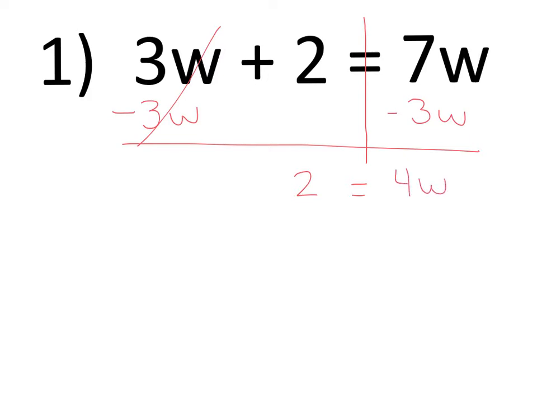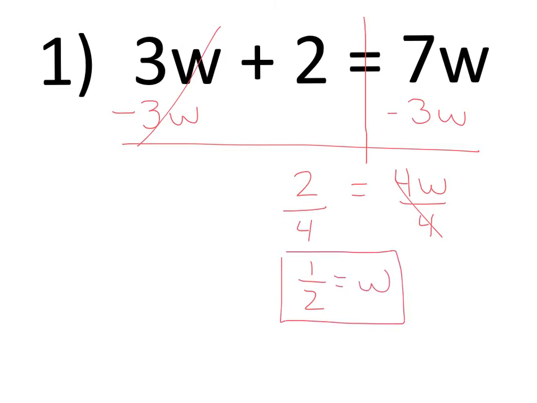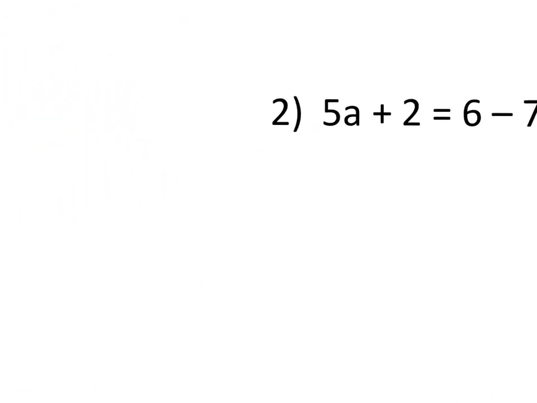Now that I have my W on one side, it's just kind of a review of solving equations. So now I'm going to divide by 4. So these will cancel. I'm going to reduce 2 fourths to 1/2 equals W. And that's going to be your final answer. Okay? All right, let's take a look at the next example, number 2.